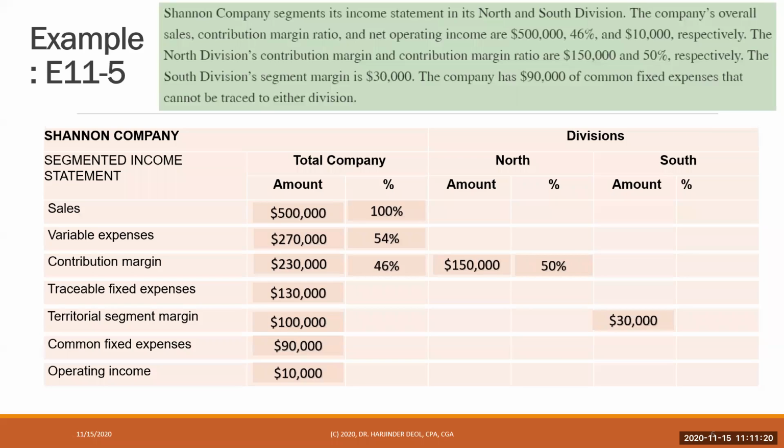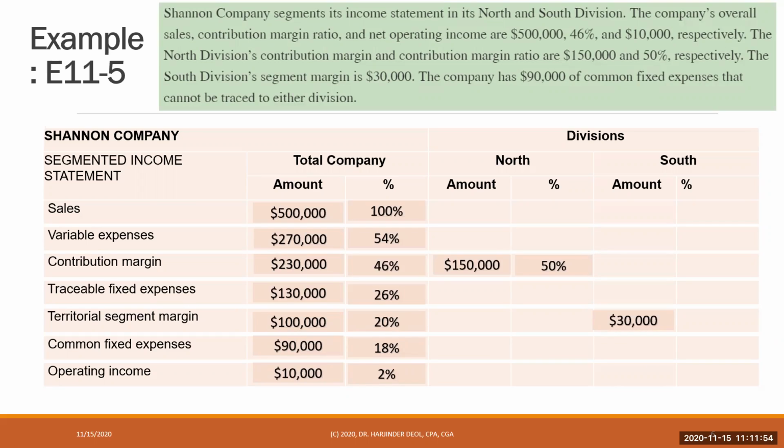After calculating the traceable fixed costs, we can then proceed to calculate the percentage of sales. So $130,000 of fixed costs as a percentage of $500,000 works out to 26%. The territorial segment margin is 20%. The common fixed costs work out to 18%. And the operating income of $10,000 is 2% of the total sales for the company.